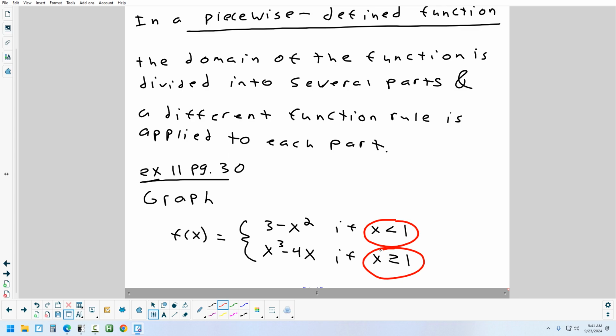So if I was going to plug 0 into that, what formula would it get plugged into? The top one. And what would be the answer if you did 3 minus 0 to the second power? Yeah, it'd just be 3. Okay, what if I wanted to plug in 2? And I said, tell me the answer when you plug in 2. Would you plug 2 into the top formula or the bottom formula?